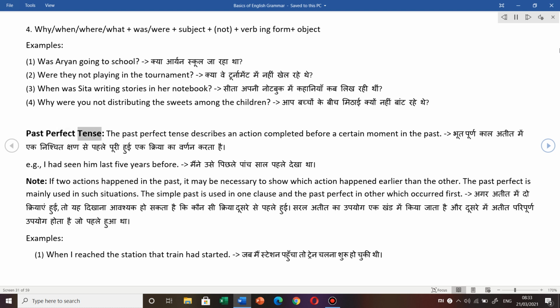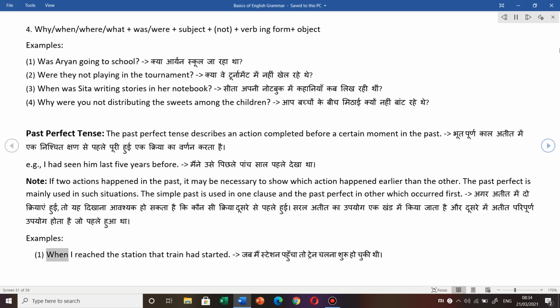Past perfect tense. The past perfect tense describes an action completed before a certain moment in the past. E.g., I had seen him last 5 years before. Note, if two actions happened in the past, it may be necessary to show which action happened earlier than the other. The past perfect is mainly used in such situations. The simple past is used in one clause and the past perfect in the other which occurred first.